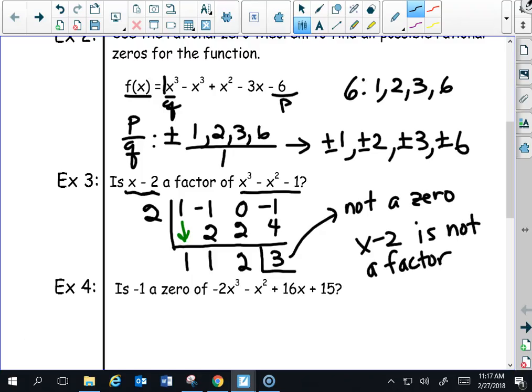Now, if you don't get a 0 and you really think it should be a factor, go back and look at your math. Look for missing coefficients or maybe a minor math error.